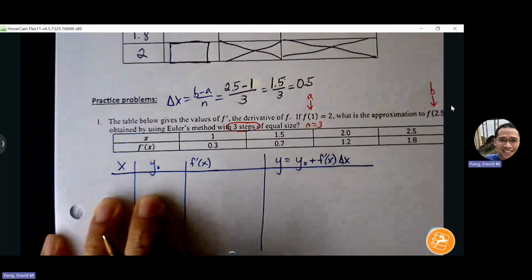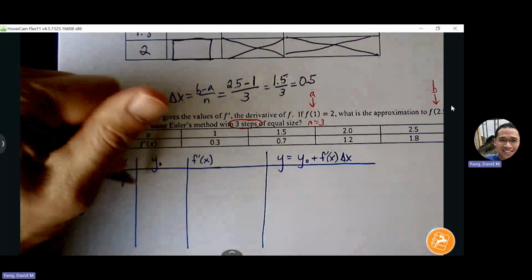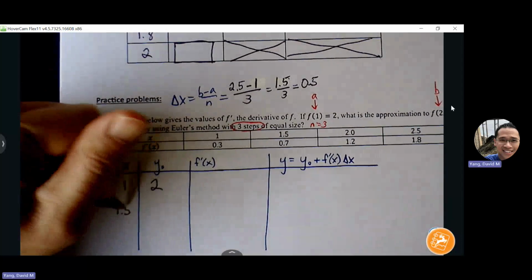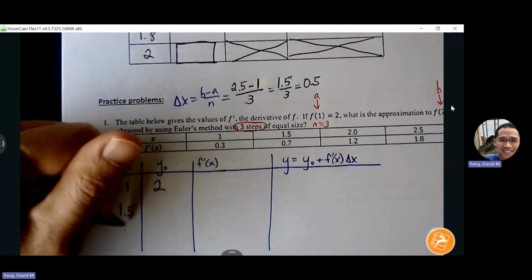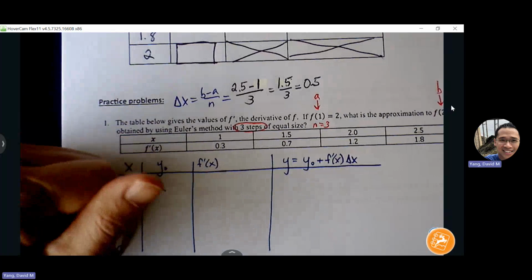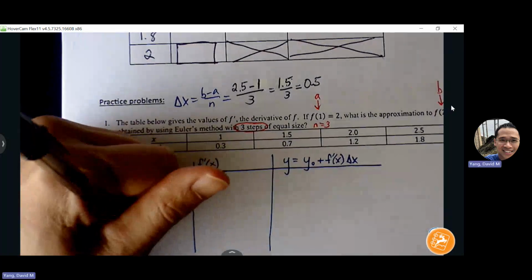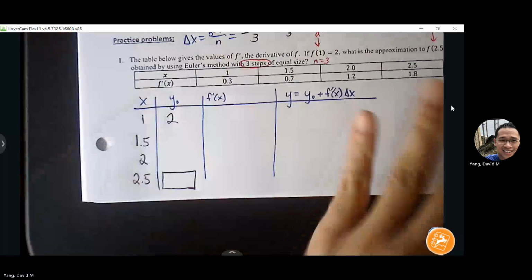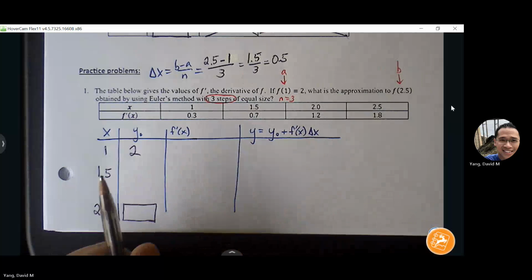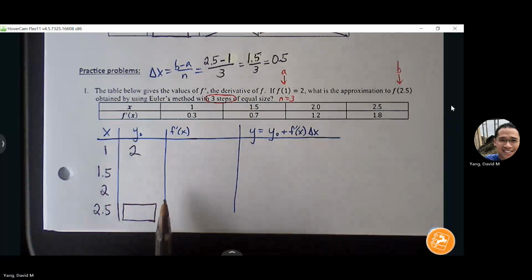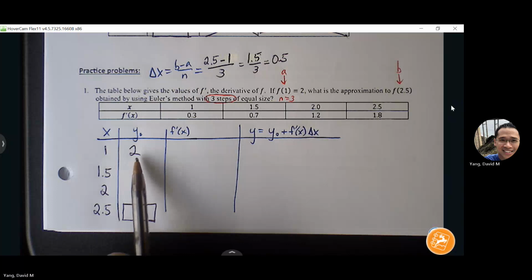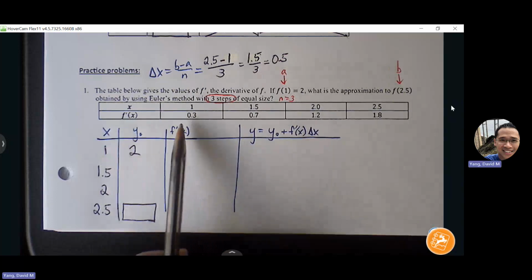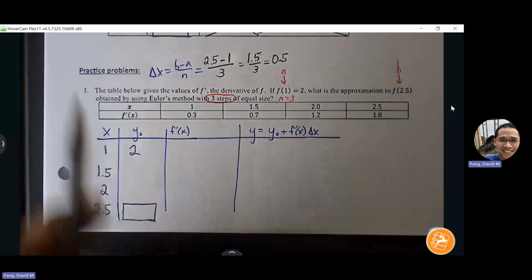Start off with your starting point there. So 1, 2. Step size is 0.5. So next is 1.5. We're going to 2 and then to 2.5. So we're ending here. Okay, so f prime at 1 is 0.3. So that's my slope.